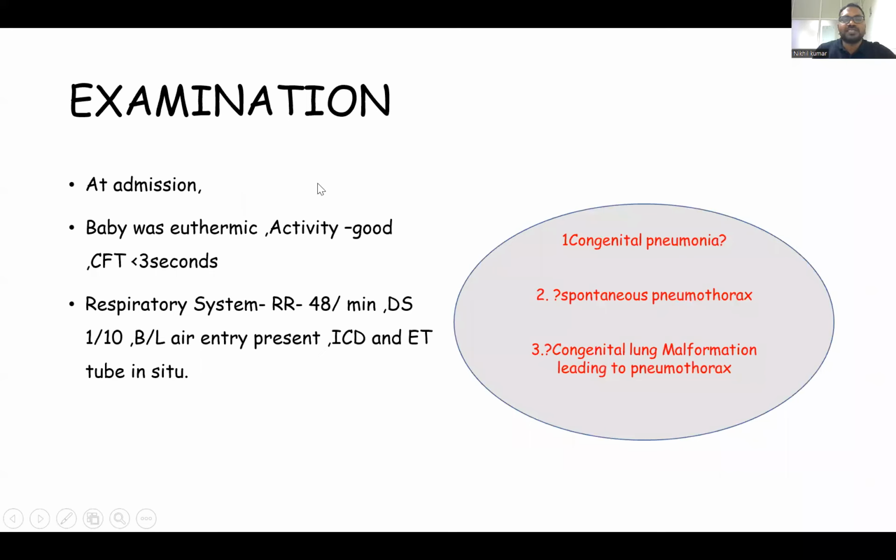At the time of admission, on examination, baby was euthermic, activity was good, CFT was less than 3 seconds, and in the respiratory system, Downes score was 1/10, respiratory rate 48 per minute. So on the basis of X-ray, history and examination, our initial diagnosis was congenital pneumonia, second was spontaneous pneumothorax, and third was congenital lung malformation leading to the pneumothorax.